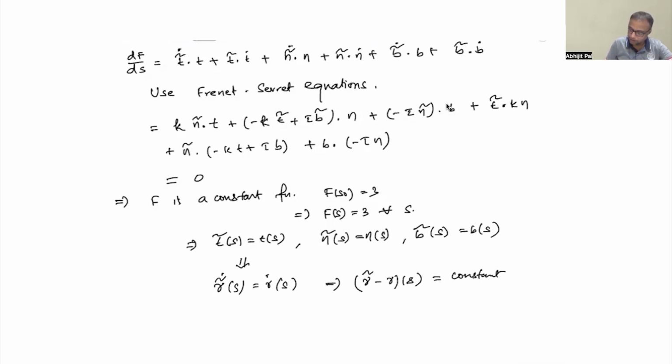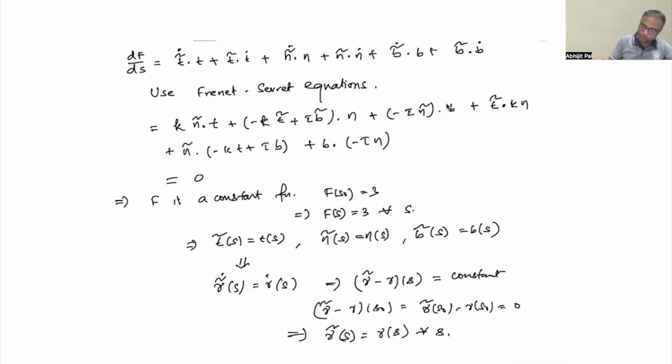Okay, and we know that gamma tilde s naught is equal to gamma s naught. So gamma tilde minus gamma at s naught is equal to gamma tilde s naught minus gamma s naught, so this is equal to 0. So this tells us that gamma tilde s is equal to gamma s for all s. Therefore, these two curves, gamma and gamma tilde, are equal. Okay, so now for the second part.